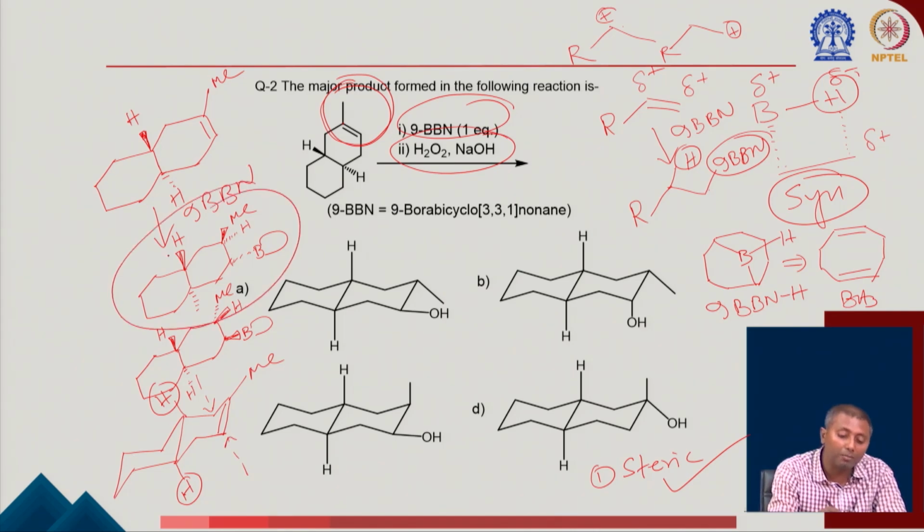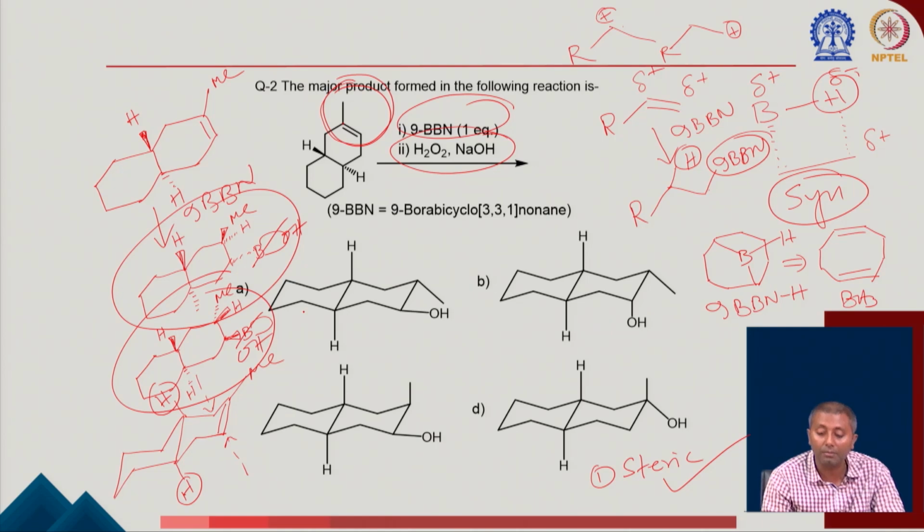Now either of these compounds, once you treat with the corresponding H2O2, NaOH, you know that it is going to convert to the corresponding alcohol. So you end up getting the boron replaced by the corresponding OH. Now if you look into the options which are given in the exam, one of the important things is the methyl and OH will be trans. So let's look into the options, and this is a trans decalin, so you have to see that this relationship is maintained.